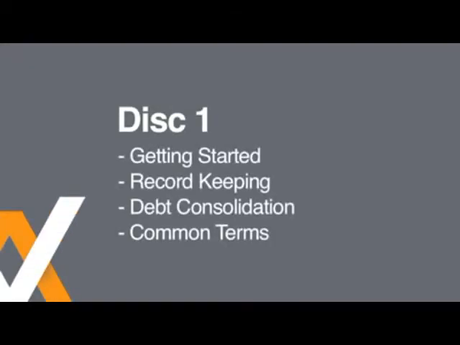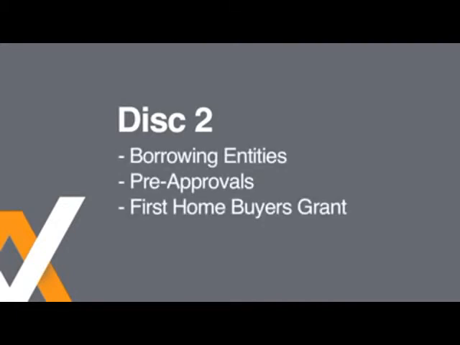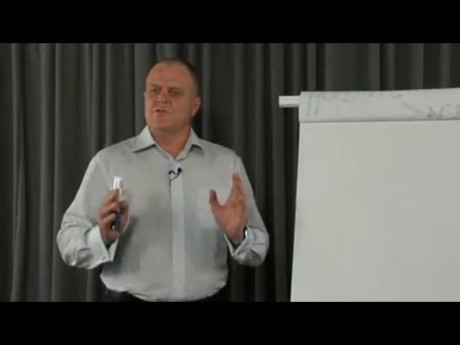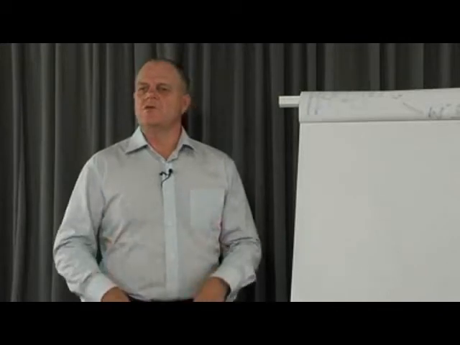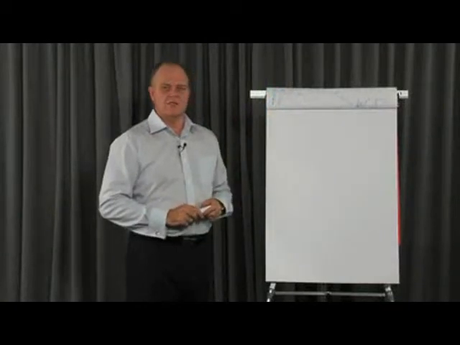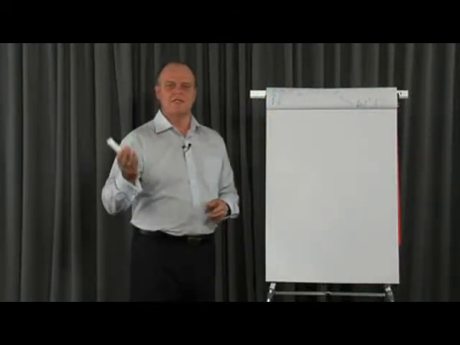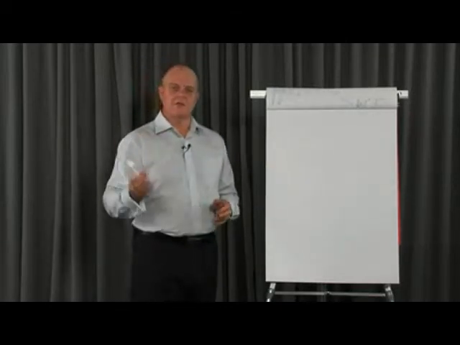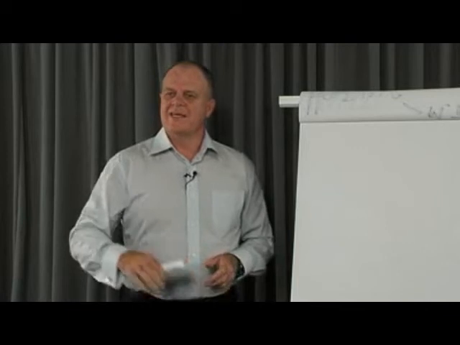Now, a quick summary. In Disc 1, we covered getting started, record keeping, debt consolidation, common terms. In Disc 2, today, we've looked at borrowing entities, pre-approvals and the first home buyers grant. Hopefully you found it informative, and it shows you that you really need to do the research before just jumping in and making a purchase. Not only do you need to research the property, but you need to research the entity you might want to borrow under, the lender you might want to borrow with, and the product that you might want to borrow with.